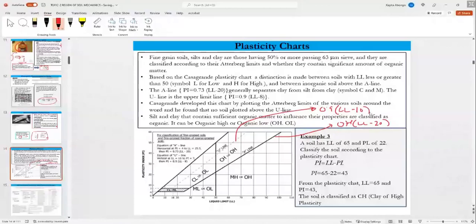What are the differences of the two lines? The A line is a line that is between silt and clay. Any plot above the A line is clay. Plot below the A line is silt.